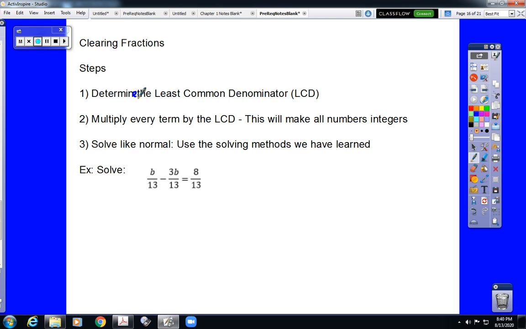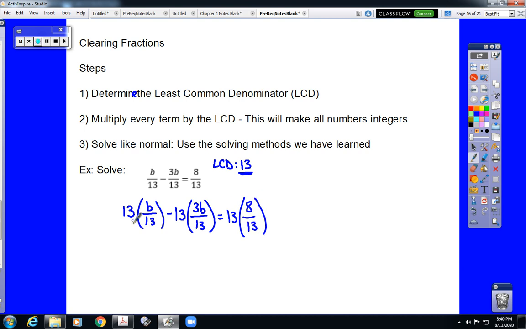It's a pretty easy one. All three of these fractions are over 13. So our LCD for 13, 13, and 13 is 13. So what we do is we're going in here and we're multiplying each term by 13. Again, what we've done there is we've multiplied the left side by 13 and the right side by 13, which mathematically is 100% legal. When we do that, the denominators and the numerators will divide.